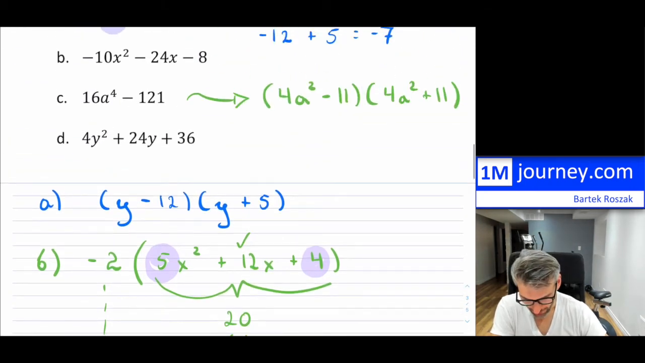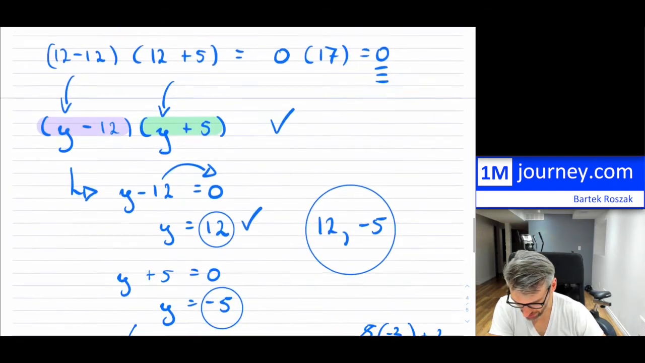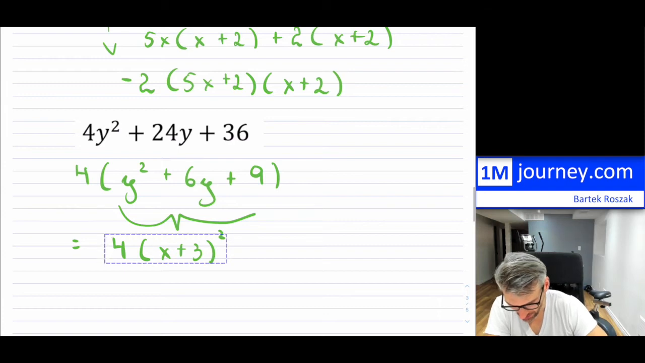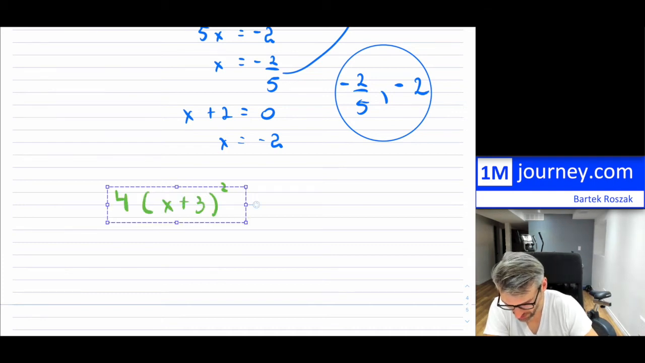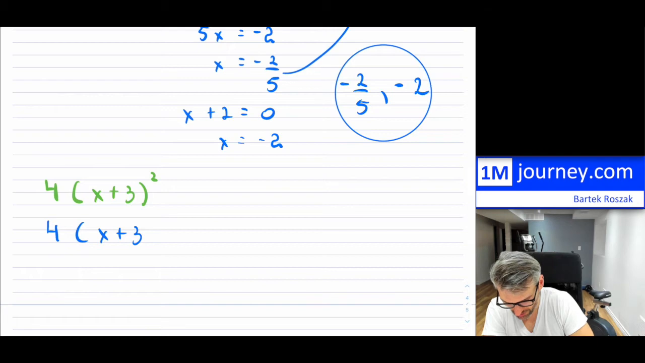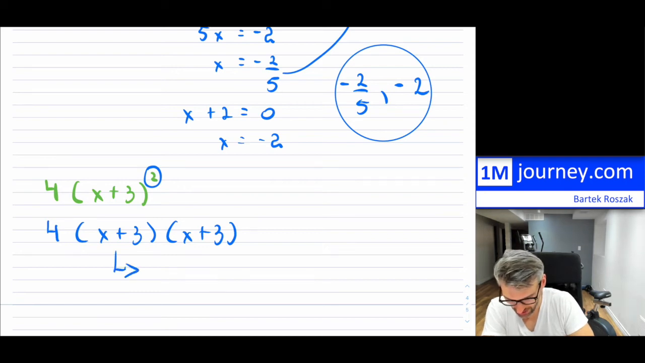But for D, so when we solve D, which is the last one right here. This one is a perfect square, which means it's going to have the same zeros. There are two factors, so don't forget this is basically 4, (x plus 3) and then (x plus 3). That's why we have the squared right there.